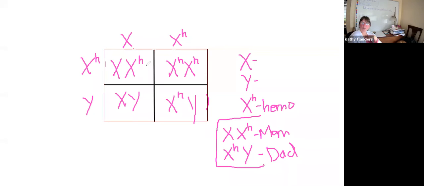Well, let's start here. This female is a carrier, right? She has one good and one bad gene. She will carry hemophilia like her mother, but she will not have hemophilia. And then we have this daughter, and this daughter is going to have hemophilia because she inherited both X alleles that have the bad gene. So she will be a hemophiliac, he will be a hemophiliac, and she will be a carrier.